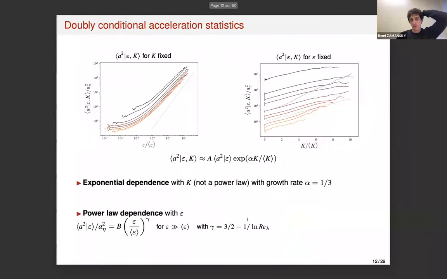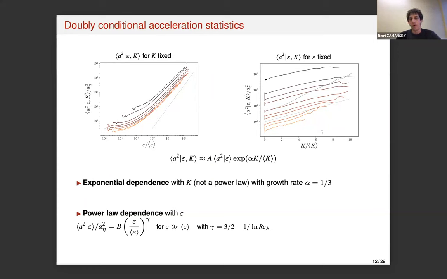So to be more quantitative, let's analyze some cuts of the previous map. Here you can see the evolution of the acceleration variance for different fixed values of k, versus the dissipation rate. The different colors correspond to increasing k as you go toward black. Basically, it has more or less the same shape whatever the value of k. And when epsilon is sufficiently large, it evolves as a power law.